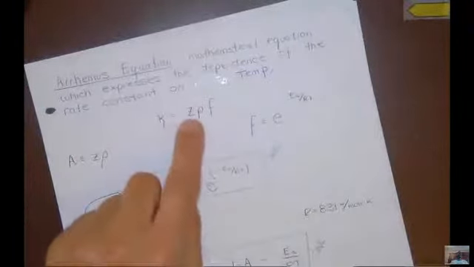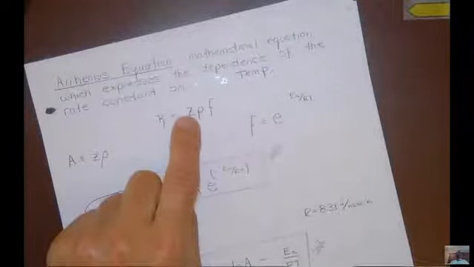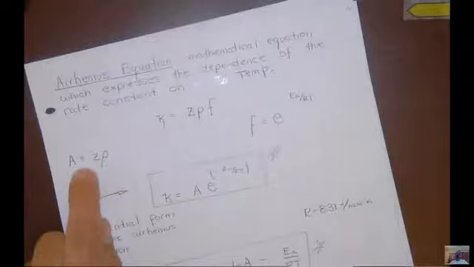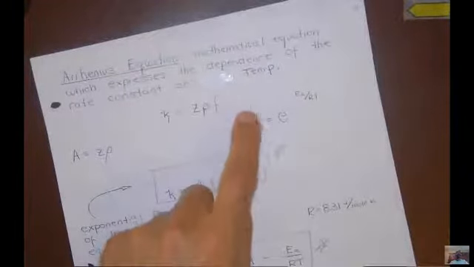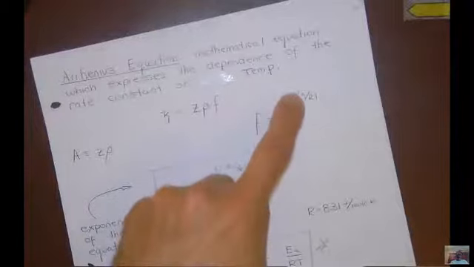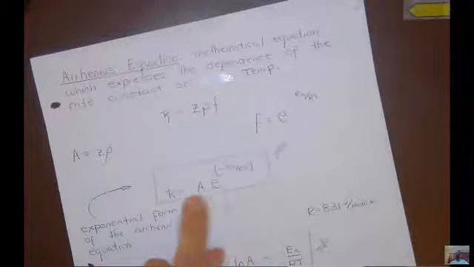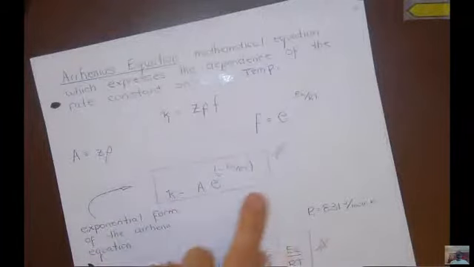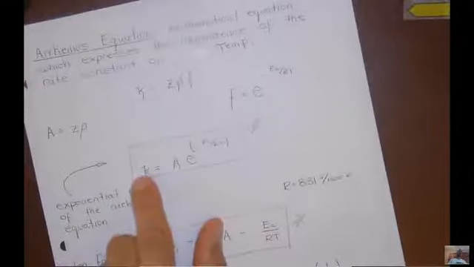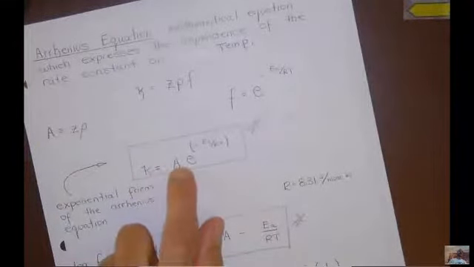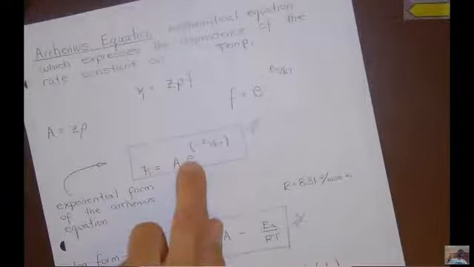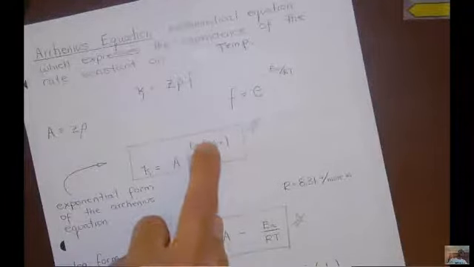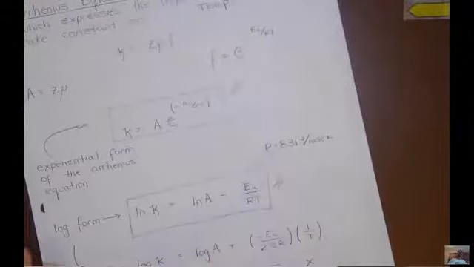Okay, all right, so K is equal to Z, P, F. I put the Z and the P together, that's equal to A. So now I have K is equal to A times F, but we said F was equal to E to the minus the energy of activation over RT. And that's the exponential version of the Arrhenius equation. Okay, here we go. The rate constant is equal to the Arrhenius frequency factor multiplied by E raised to the minus energy of activation over RT. Okay, what R do we use? Okay, and what T do we use?